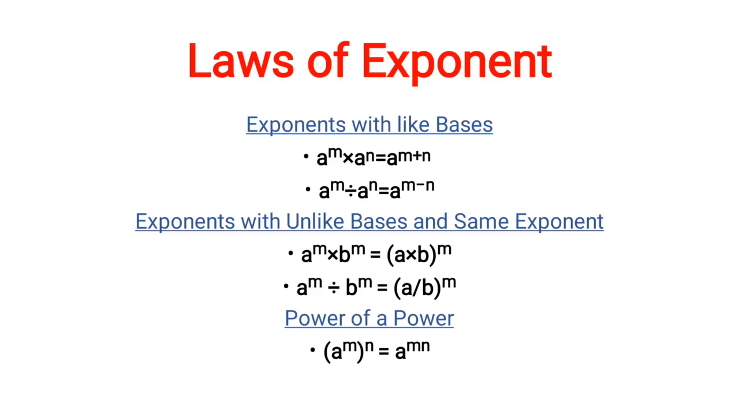Next, we shall learn about a group for which exponents are same but has a different base. a raised to m into b raised to m will give us a into b whole raised to m, where a and b are non-zero integers whereas m is a whole number. Similarly, a raised to m divided by b raised to m will give us a upon b whole raised to m, where a and b are non-zero integers and m is a whole number.